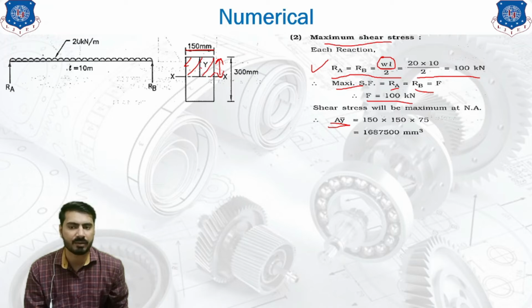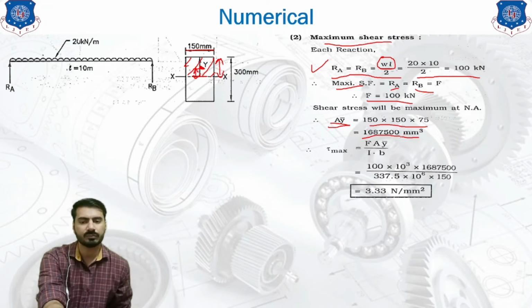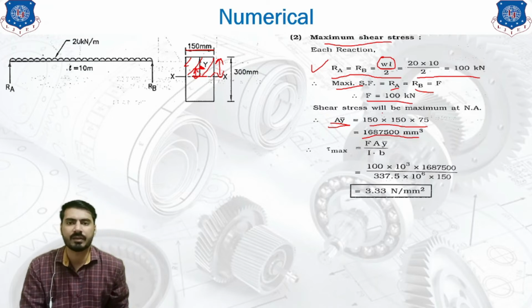What is Y bar? Y bar is the distance between the centroid of the shaded area and the neutral axis. This is our distance. So this is exactly half of the 150. This will give us the answer in terms of 75. So if you put all these values and calculate the final answer, then it will be like this in terms of mm raised to 3. Now we have each and every parameter required to calculate the shear stress.